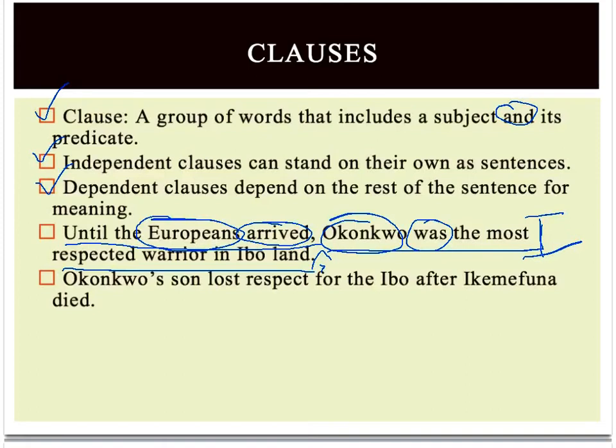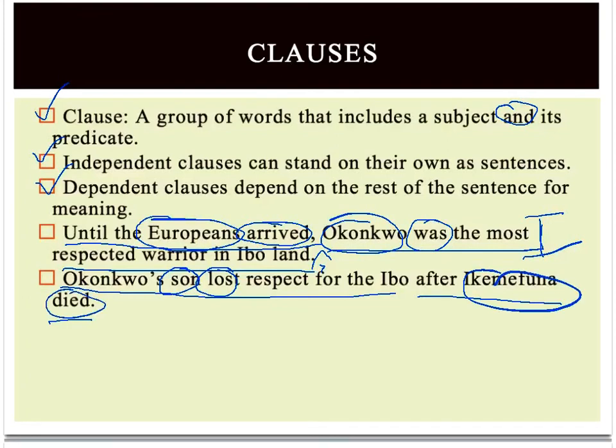Look at this second example. Okonkwo's son lost respect for the Igbo after Ikemefuna died. There are two clauses in that sentence. Okonkwo's son lost respect for the Igbo, and after Ikemefuna died. Okay, the first clause has a subject, son, and a predicate, lost. The second clause has a subject, Ikemefuna, and a predicate, died. But the difference is the first clause could be its own sentence, right? If you put a period right there, Okonkwo's son lost respect for the Igbo, period, that has meaning by itself. It's an independent clause, all right?